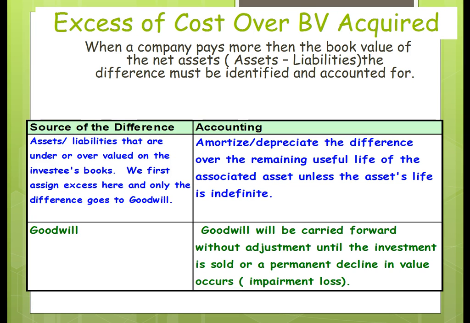When a company again pays more than the book value, the source of the difference is assets and liabilities that are under or overvalued on the investee's books. We first assign excess here, and only the difference goes to goodwill. We're going to amortize intangible assets and depreciate tangible assets, PP&E, over the remaining useful lives of the associated assets unless the asset's life is indefinite. Goodwill will be carried forward without adjustment until the investment is sold or a permanent decline in value occurs, and then we have an impairment loss.